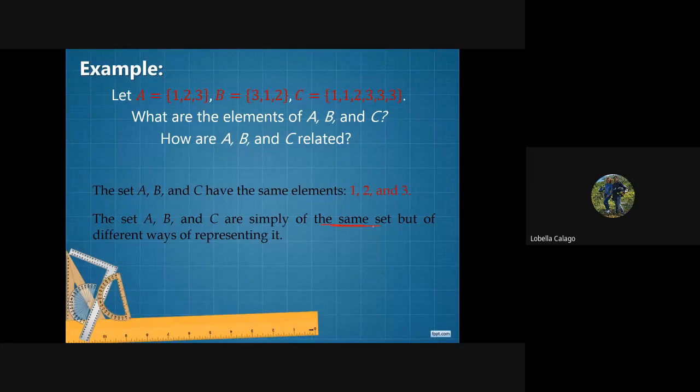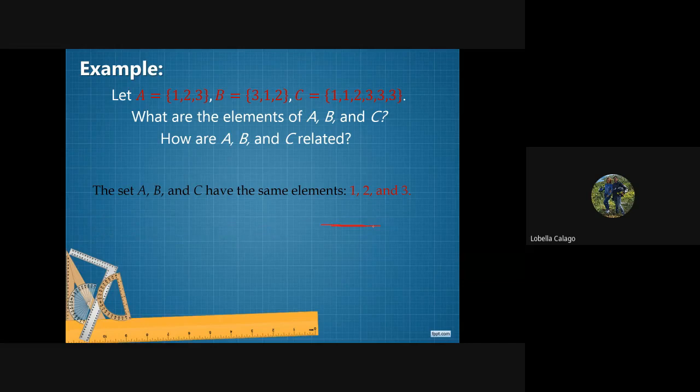They are different ways of representing it. Like A is in increasing order, B is unordered with the elements 1 to 3, and C has 1 appearing twice and the number 3 appearing three times. But still, sets A, B, and C are the same set because they have the same elements, which are 1, 2, and 3.